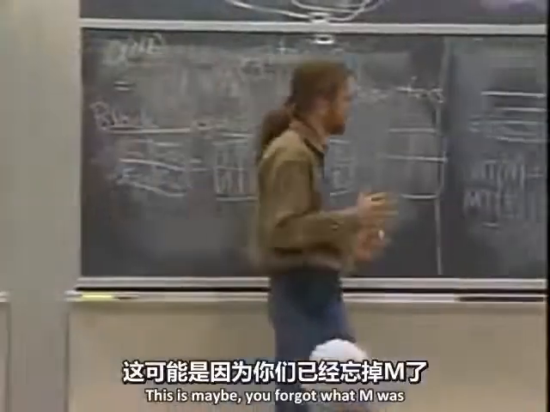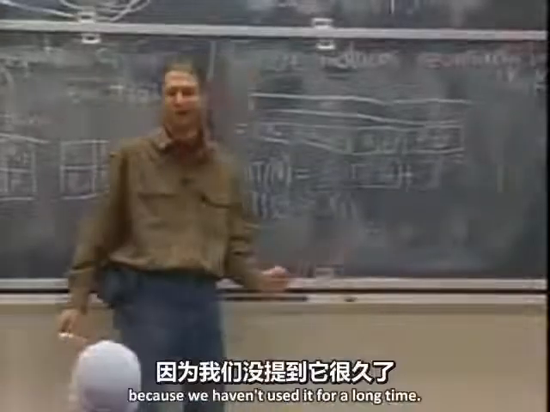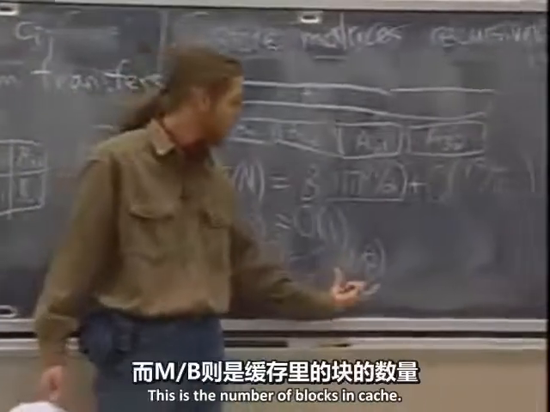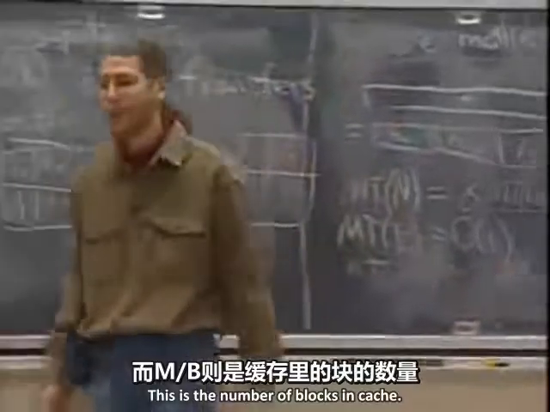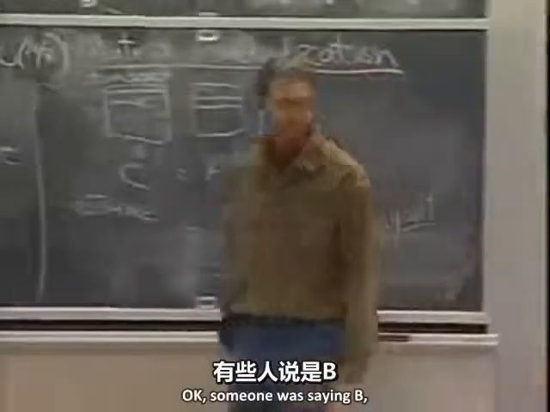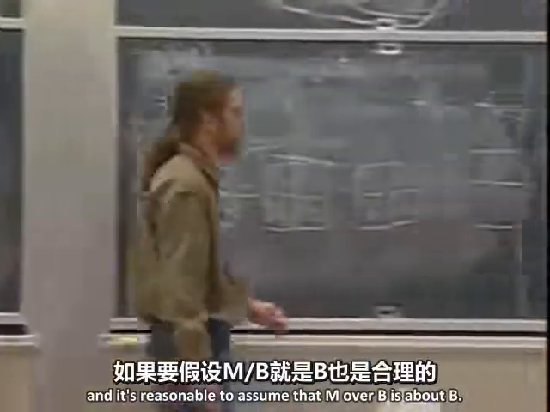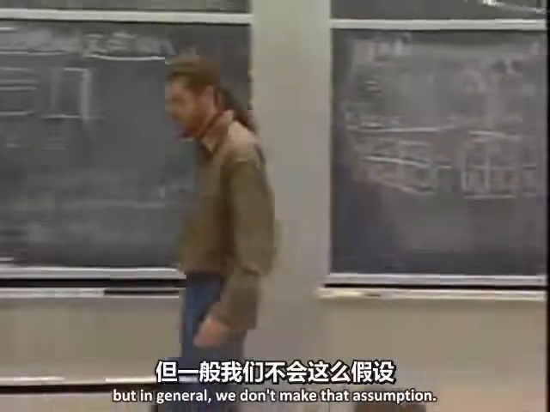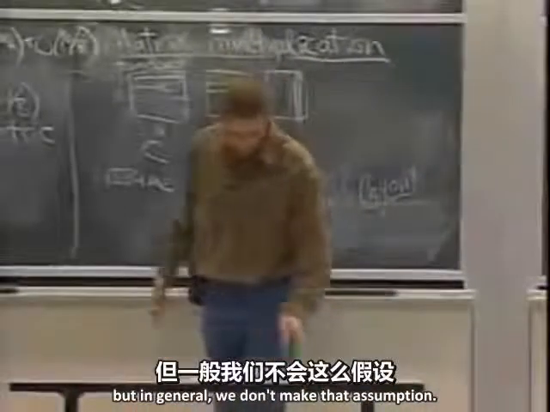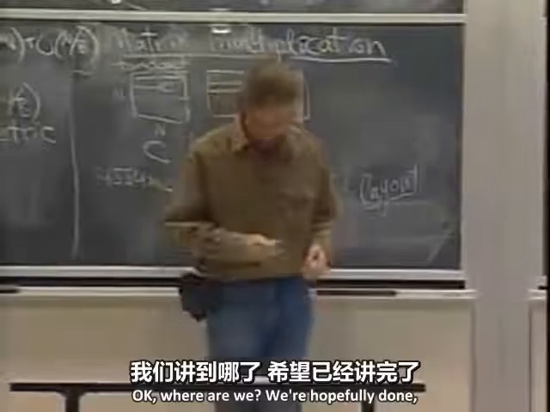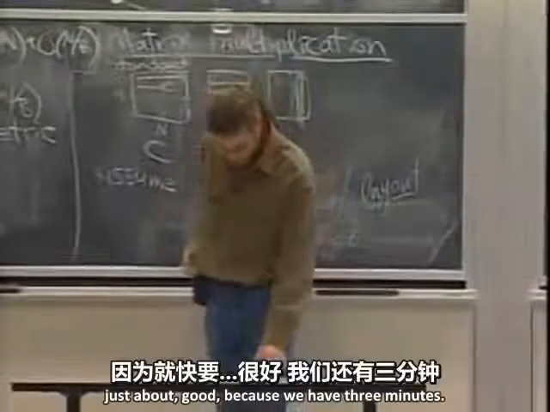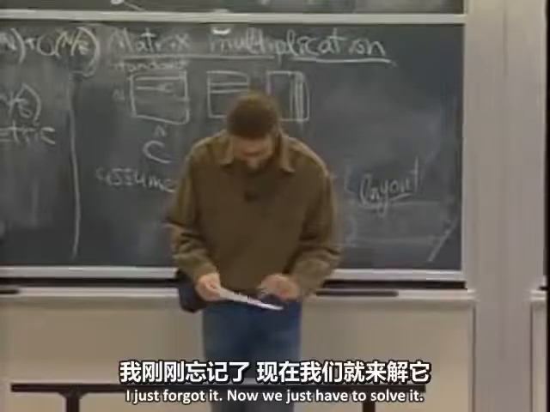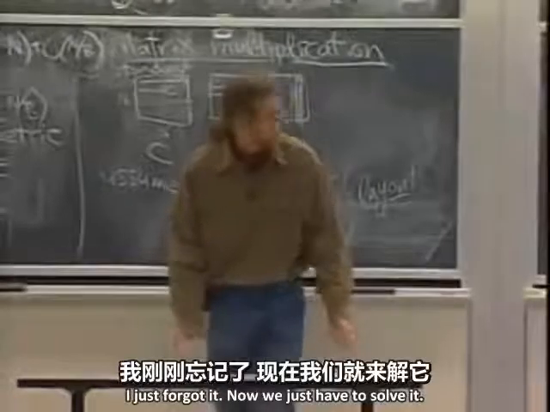Okay? Maybe you forgot what M was, because we haven't used it for a long time. But M is the number of elements in cache. This is the number of blocks in cache. Someone was saying B, and it's reasonable to assume that M over B is about B. That's like a square cache. But in general, we don't make that assumption. Okay, where are we? We're hopefully done. Just about good, because we have 3 minutes. So that's our base case. Oh, yeah, I have a square root here. I just forgot it. Now we just have to solve it.